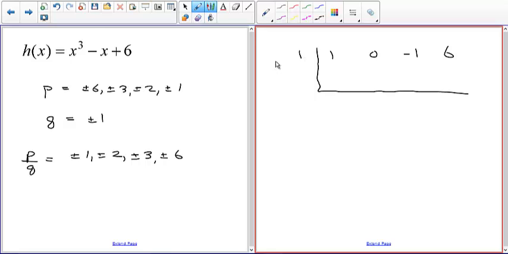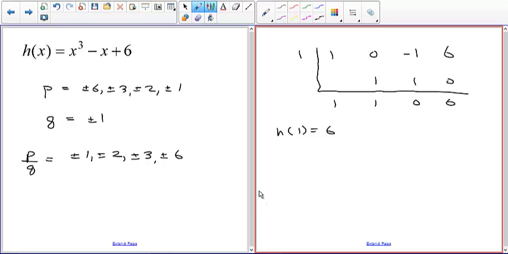So we're going to choose x equals 1. We bring 1 down. 1 times 1 is 1. 0 plus 1 is 1. 1 times 1 is 1. Negative 1 plus 1 is 0. 0 times 1 is 0. We get 6. So in this case, the function is h, not f. So we get h of 1 equals 6, which is pretty close to 0.